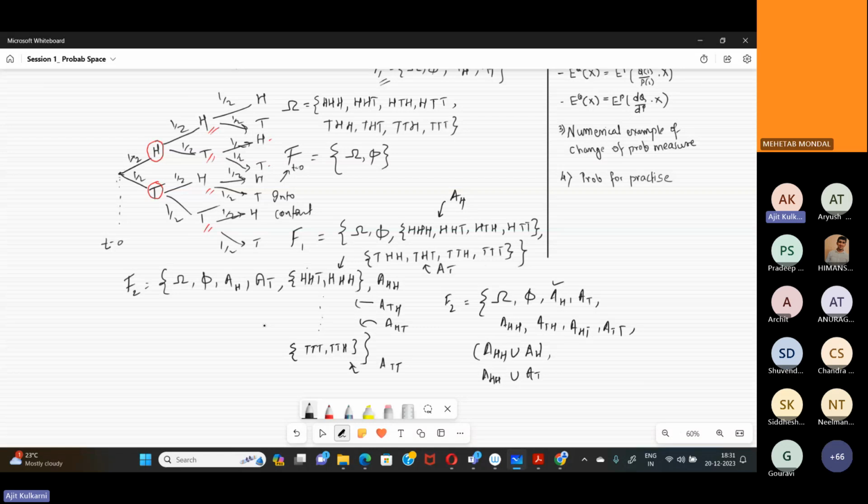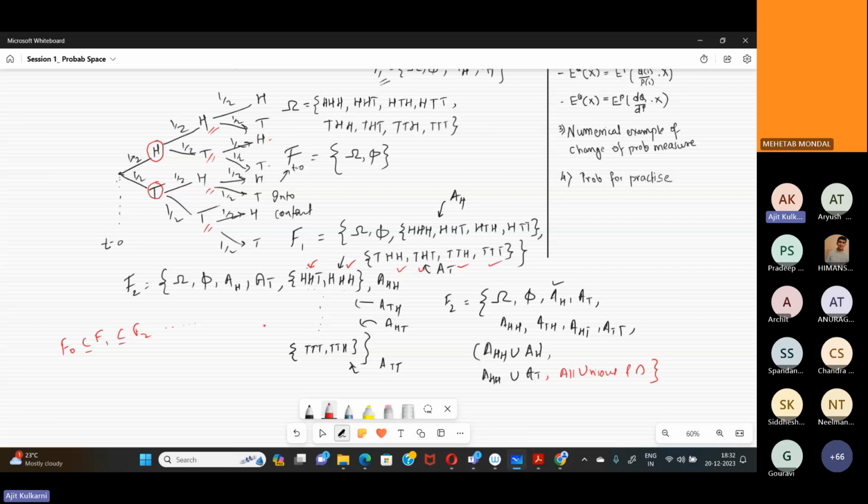These two elements were earlier part of AH, and AT contains these four elements, 1, 2, 3, 4. So AHH union AT contains six elements. So all combinations of these four and six elements, and all their unions and intersections, is what F2 is. And so on and so forth. It will keep evolving with time. As you can see, F0 is a subset of F1, is a subset of F2, and so on.